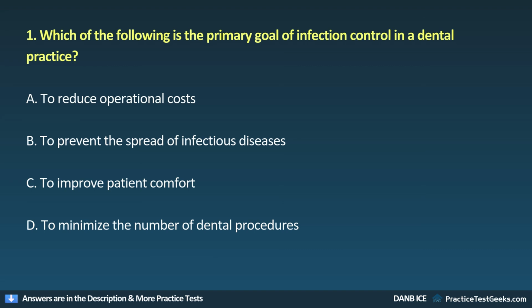1. Which of the following is the primary goal of infection control in a dental practice? A. To reduce operational costs. B. To prevent the spread of infectious diseases. C. To improve patient comfort. D. To minimize the number of dental procedures.